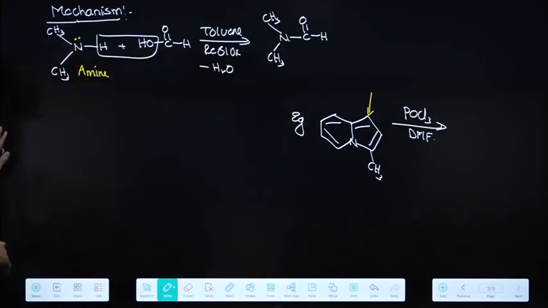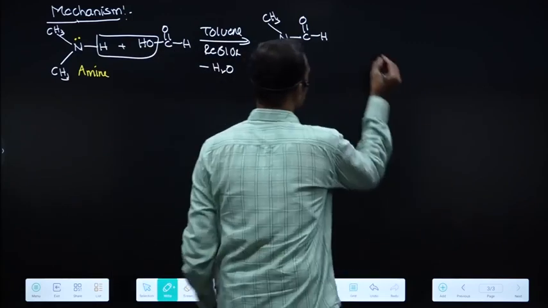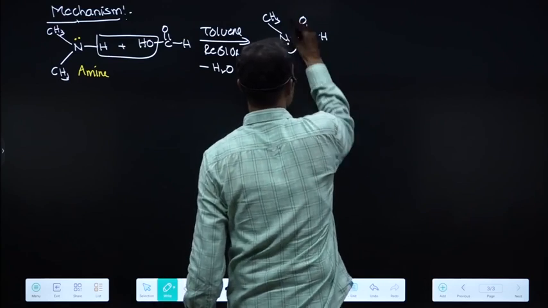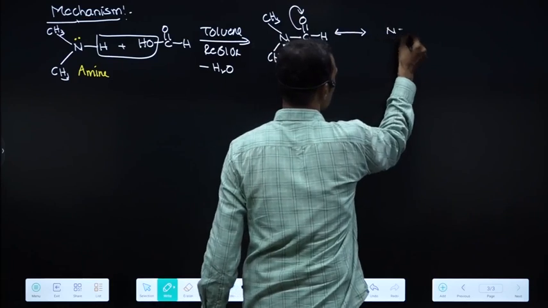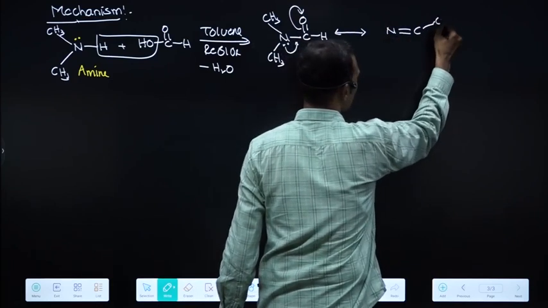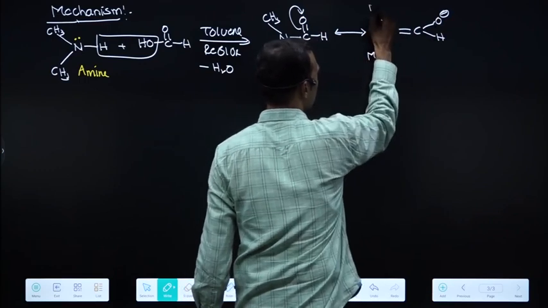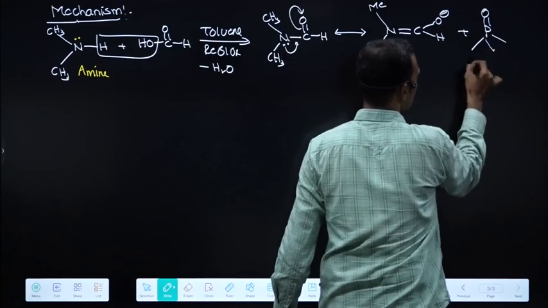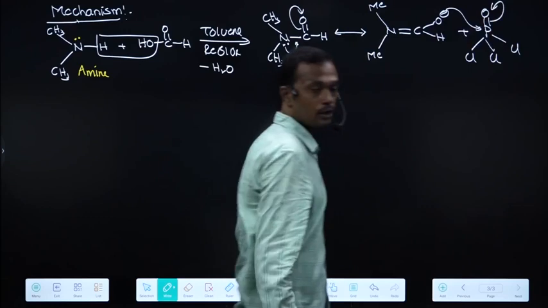Now, dimethylformamide is going to react with POCl3. This lone pair of electrons will migrate here, and this oxygen will get a negative charge. I am writing one of the resonating structures: nitrogen carbon double bond, carrying negative charge, hydrogen, and you can write methyl, and here one more methyl. Then you write down POCl3, with 3 chlorines attached here. So this oxygen will attack this phosphorus.